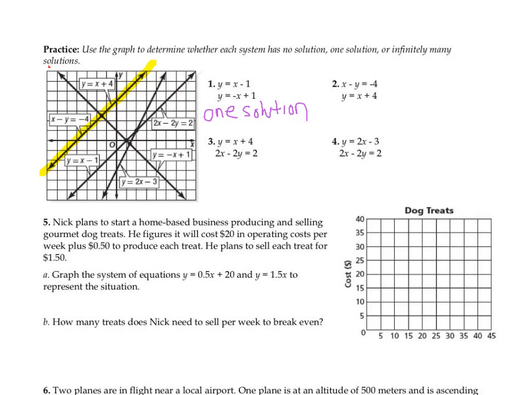And our second line, y equals x plus 4, is the same exact line, but the equation is just rewritten differently. So, because we have the same exact line in both equations, we can write as our answer for number 2 that we have infinitely many solutions.